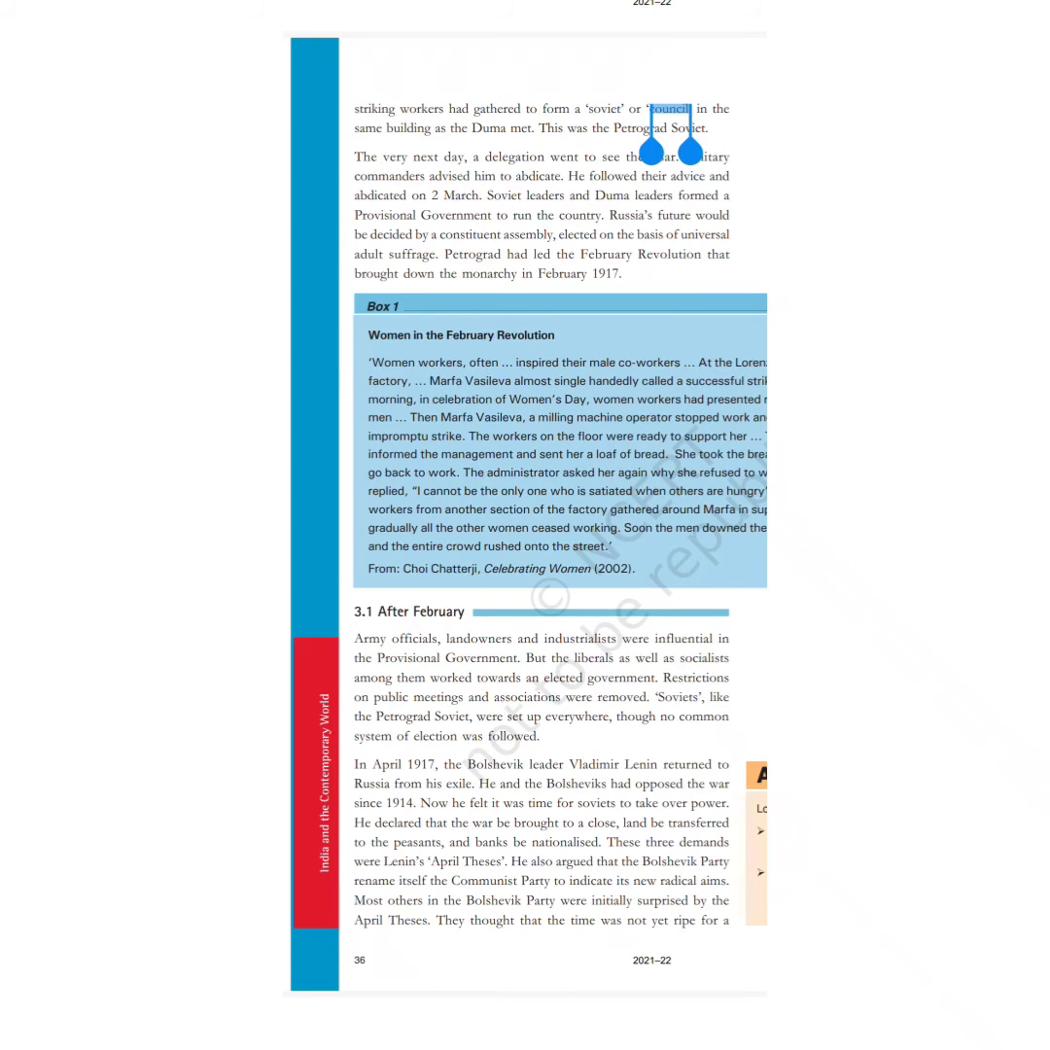Earlier we got to know that there were restrictions on public meetings of political parties, and many were considered illegal. Now these restrictions were removed and meetings are possible. Furthermore, class, Soviets like the Petrograd Soviet were set up everywhere. So we have seen that councils were there in Petrograd, and similarly councils were made throughout the country.